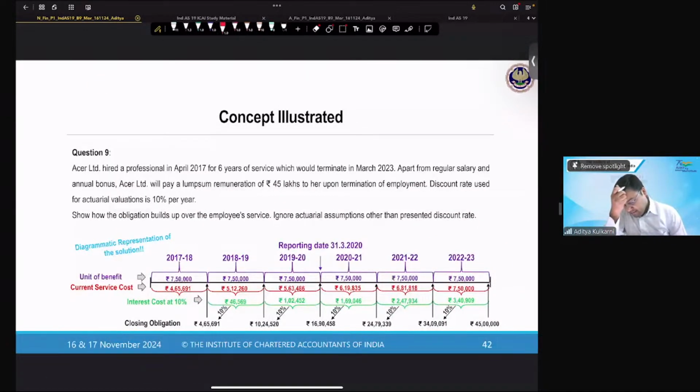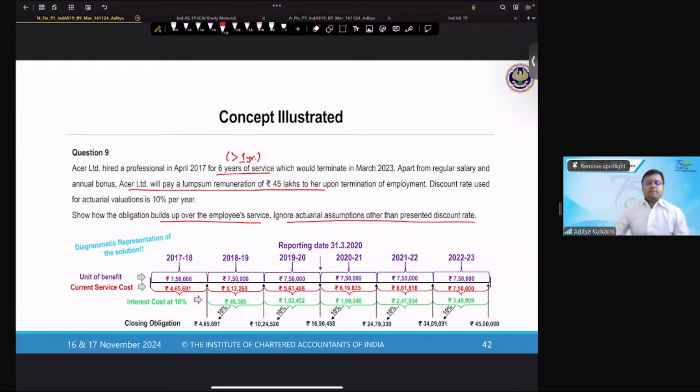Acer Limited hired a professional in April 2017 for 6 years of service, which would terminate in March 2023. So 6 years. That means greater than 1 year, so definitely. Apart from regular salary and annual bonus, Acer will pay a lump sum remuneration of 45 lakhs to her upon termination of employment. Discount rate used for actuarial valuations is 10% per year. Show how this obligation builds up over the employee's service. Ignore other actuarial assumptions other than the presented discount rate. Okay, fine.